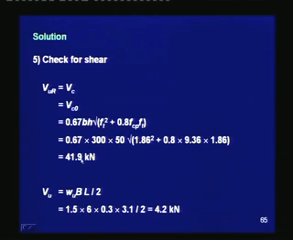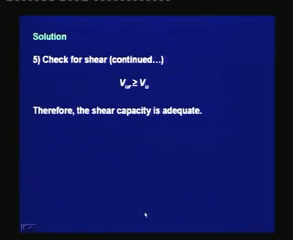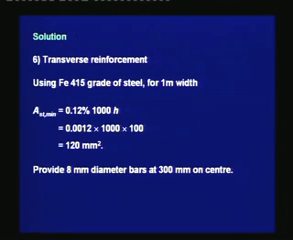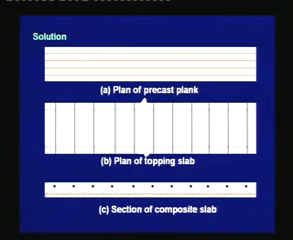We are checking the shear capacity. We first find the shear capacity to be 42 kilonewtons and the shear demand to be 4.2 kilonewtons, and since the shear strength is greater than the demand, the shear capacity is adequate. We are providing some transverse reinforcement as per the minimum requirement, that is 8 mm diameter bars at 300 mm on center. Thus, this is the final design of the precast plank.